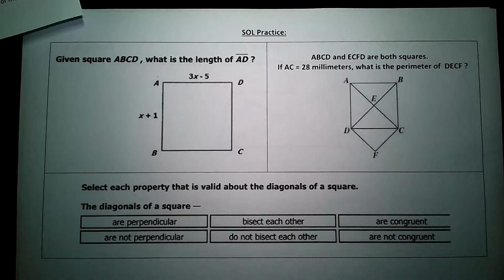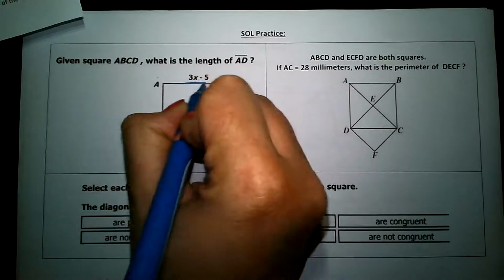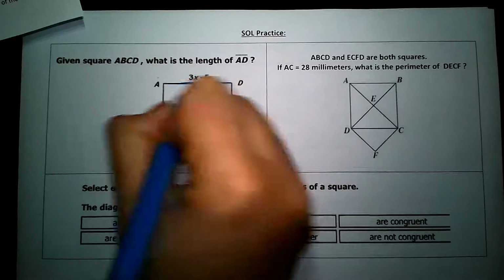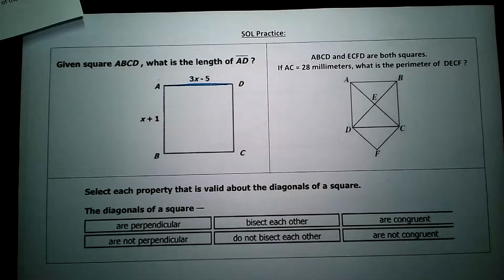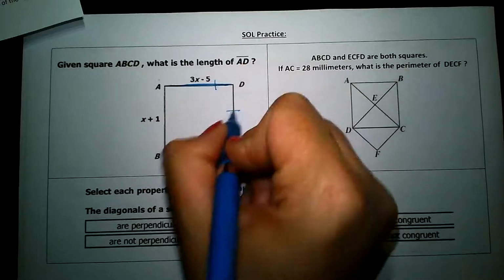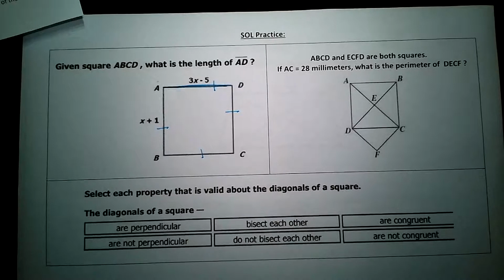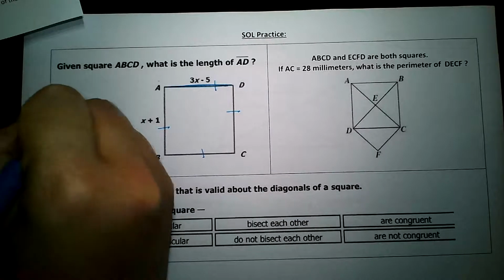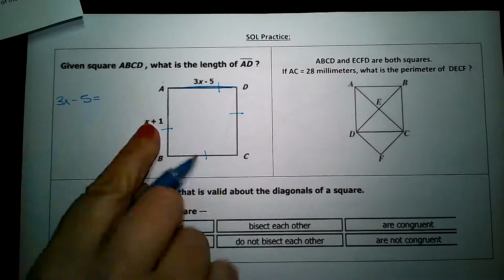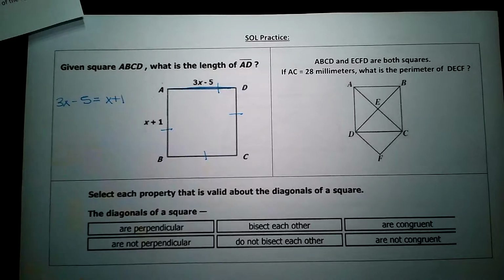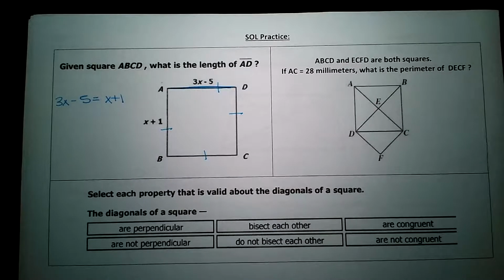Given that this is square ABCD, what's the length of AD? Okay, so we know that a square, from way back when we were little kids, has 4 equal sides. Therefore, the algebra that goes with this concept is 3x minus 5 is equal to x plus 1. Take a moment and solve for x.